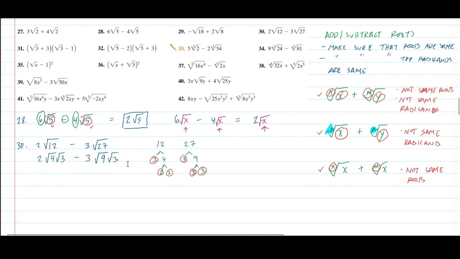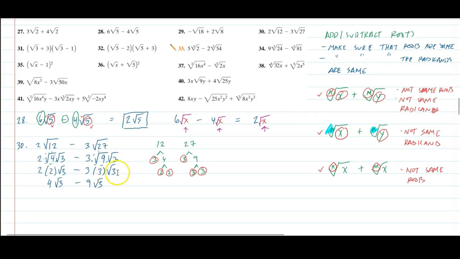Now, if you look at the root of 4, the root of 4 is actually 2. So you have 2 times root of 3, and you have 3, and the root of 9 is also 3. So 3 times the root of 3. So this becomes 4 root 3 minus 9 root 3.